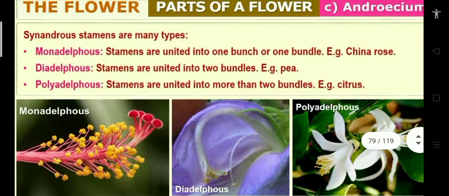Look, in diadelphous, 1 is separate and 9 are united in one bundle. Diadelphous condition, pea plants, Fabaceae family, is commonly seen in the Fabaceae family. Polyadelphous: stamens are united into more than two bundles. That is said to be polyadelphous. Example, citrus.